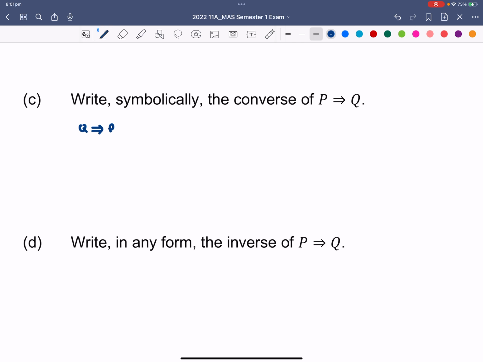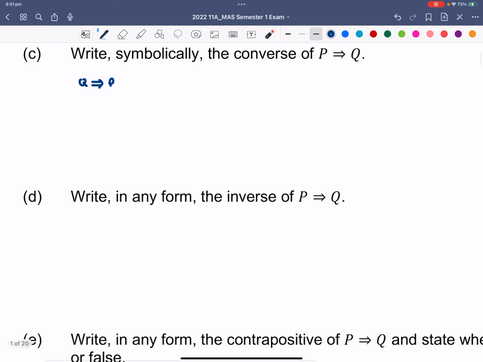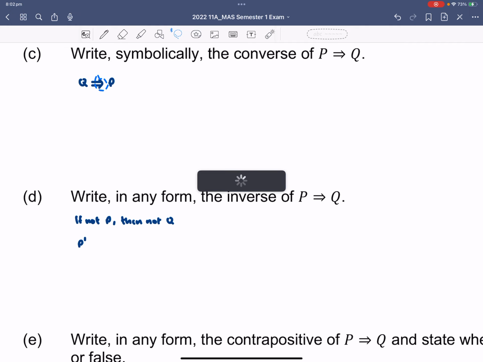Write in any form the inverse of this, in any form. All right, in any form means we have a lot of different options. So you could keep it very easy. I hope everyone remembers the inverse of if P then Q is if not P, then not Q. So one of the easy things you could write down is if not P, then not Q. That will do the job. Alternatively, you could have written down the symbol for if not P, then not Q.